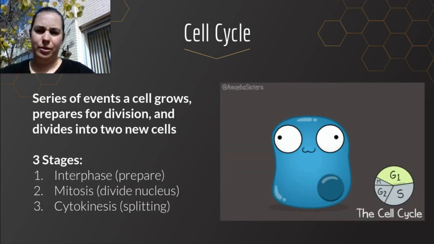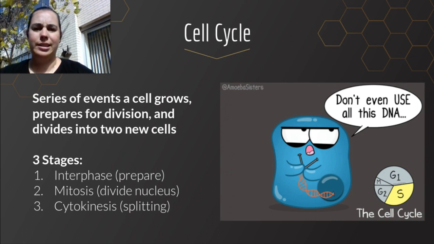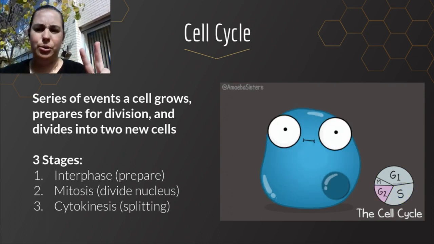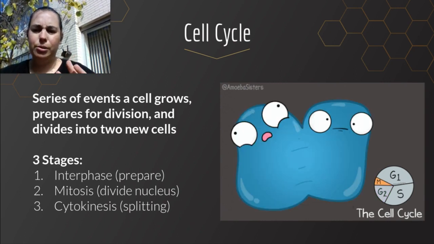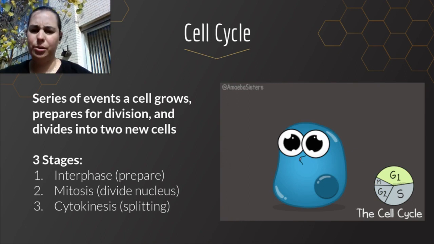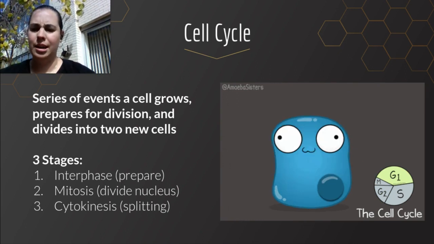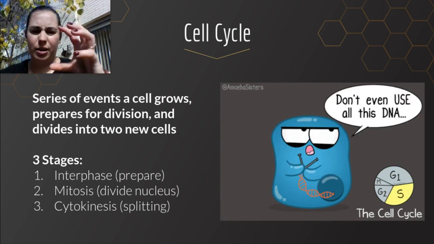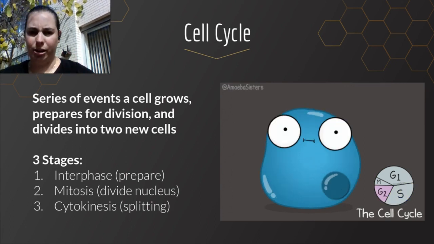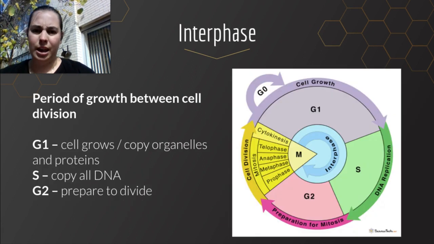Now, my cell cycle is a series of events from when a cell grows, prepares to divide, and then divides into two new cells. So we go through three stages. We go through interphase, which is the preparation, mitosis, which is when the nucleus divides, and cytokinesis, which is when the cell actually splits apart. And we're going to dive into those three parts, starting with interphase.